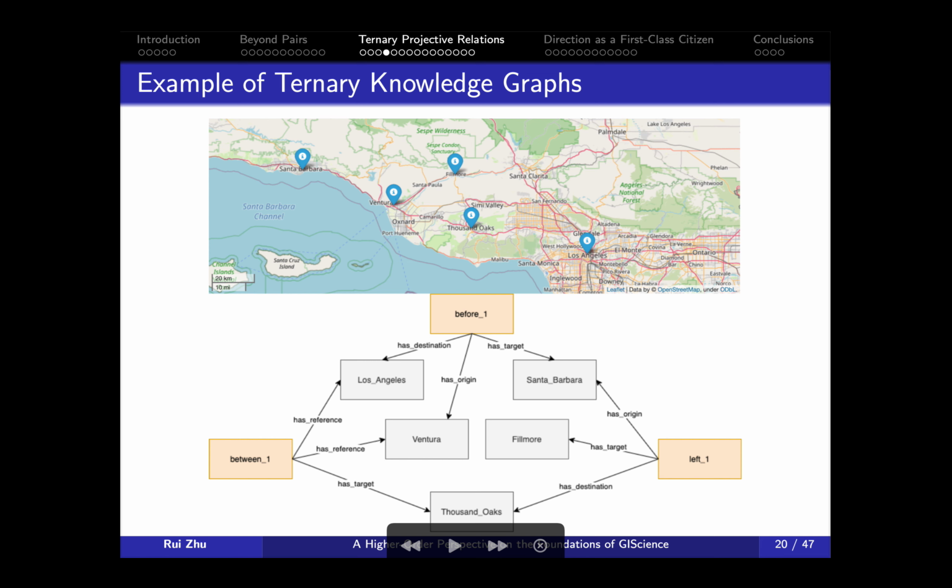Here is an example of a knowledge graph based on ternary projective relations. We have 5 cities, and 3 relation statements are represented as: Southern Oaks is between Los Angeles and Ventura, Santa Barbara is before the route from Ventura to Los Angeles, and Fillmore is on the left from Santa Barbara to Southern Oaks.